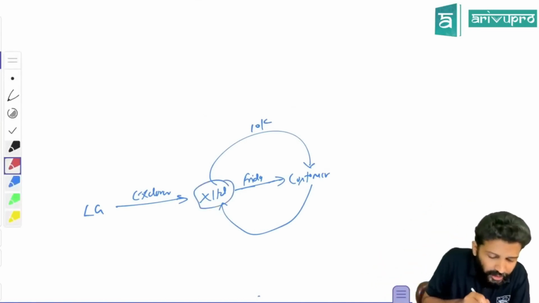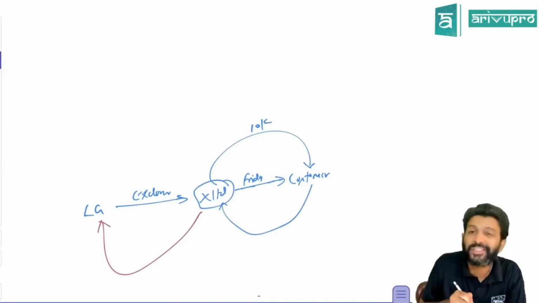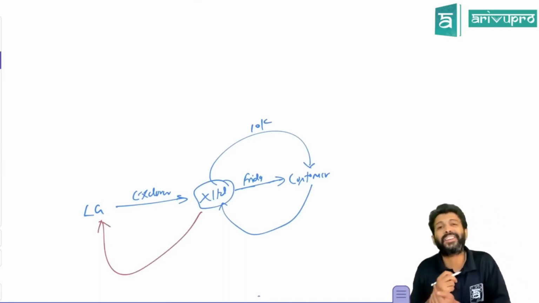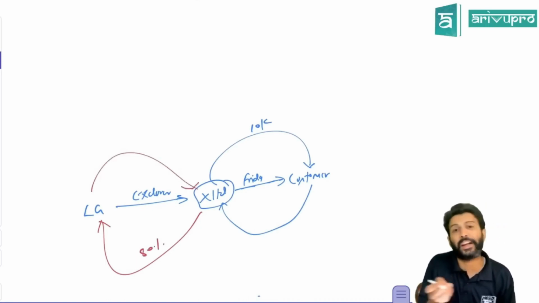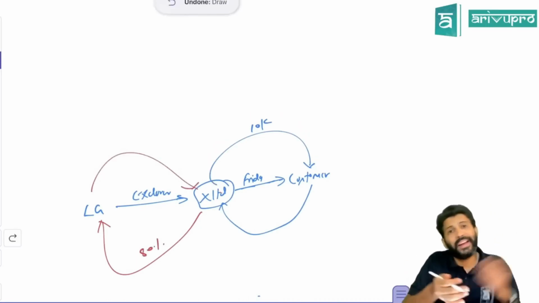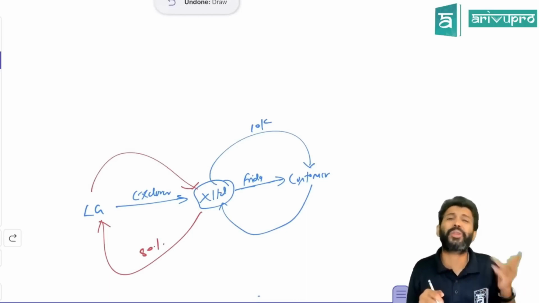Now, there is also another arrangement between LG and X Limited saying, if X Limited incurs any repair cost, 80% of that LG will reimburse to X later on. First, X will incur, and later he will get the reimbursement from LG to the extent of 80%.